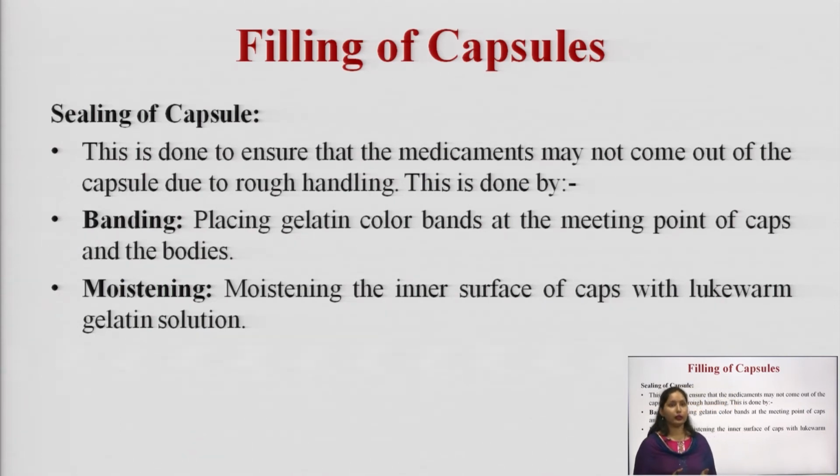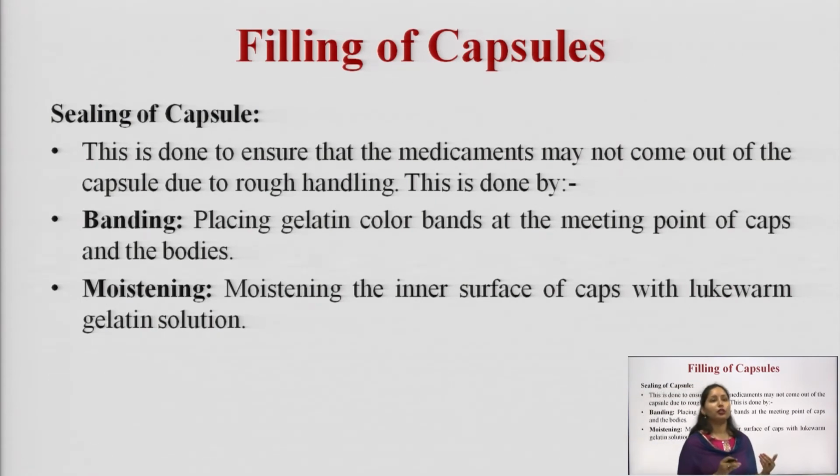Why do we perform this sealing? Sealing of capsule is done to ensure that during packaging, transporting or shipment, and when we subject the capsule to various evaluation or inspection tests, the medicament which we have filled inside the capsule shell should not come out. The cap and the body portion of the capsule should not get separated. For this purpose, we must ensure that the cap and the body portion are sealed properly. For that reason, we perform the sealing of capsule.